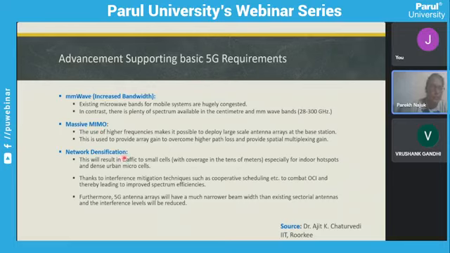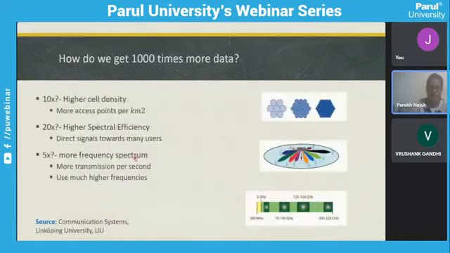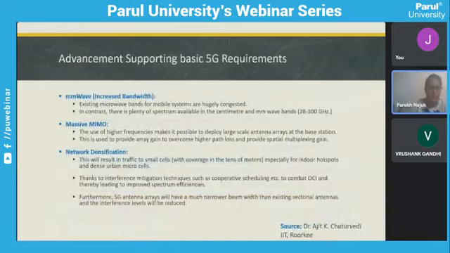Then there is network densification. Let me just tell you what network densification is. This is one cell, and that cell is divided into different subcells. We are just denoting it as a circle, but originally it is like a hexagon cell. So what we are doing is densifying the network and accommodating more users in it. That is the network densification. This will result in traffic to small cells in indoor hotspots and dense urban microcells.